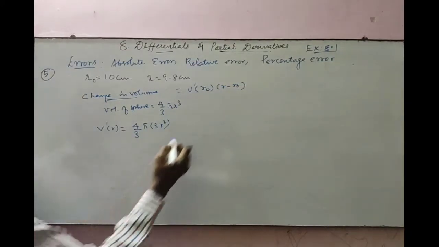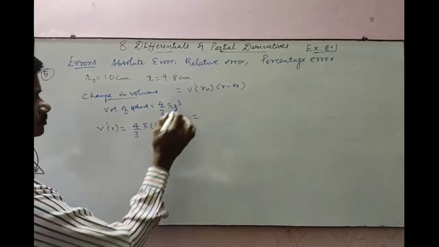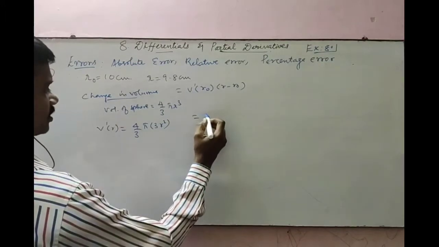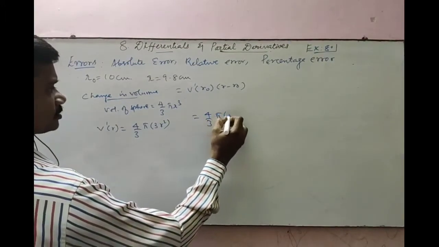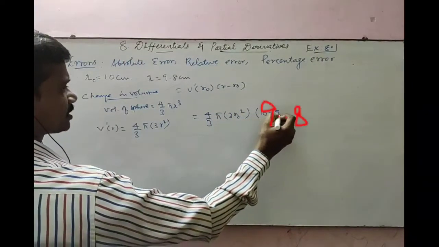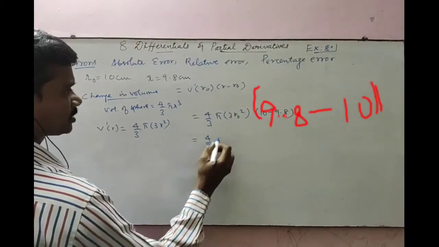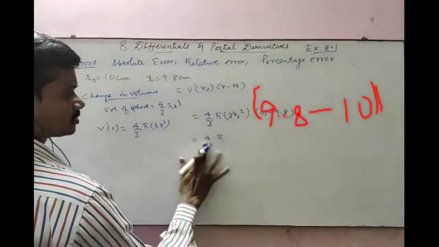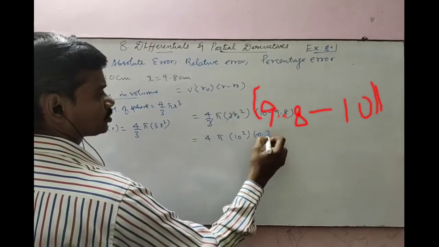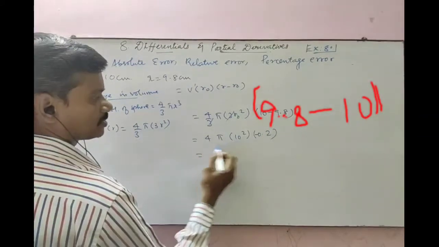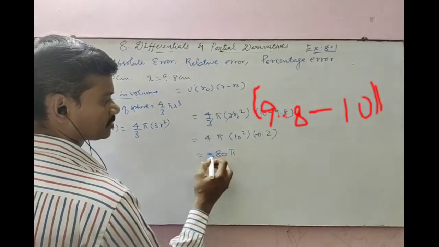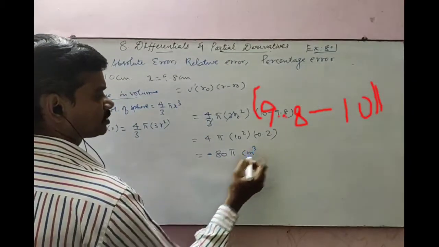If you substitute this here, V dash of R0 is 4 by 3 pi into 3R0 square into R minus R0, that is 9.8 minus 10. So 4 by 3 pi, you can cancel this 3. So pi into R0, which is 10 square, into minus 0.2. So 10 square is 100, into 4 is 400, into 2 is 800, which gives minus 80 pi centimeter cube.